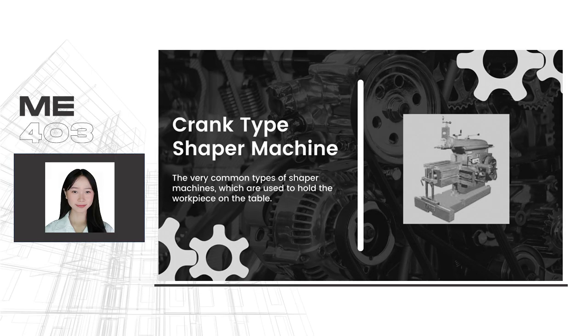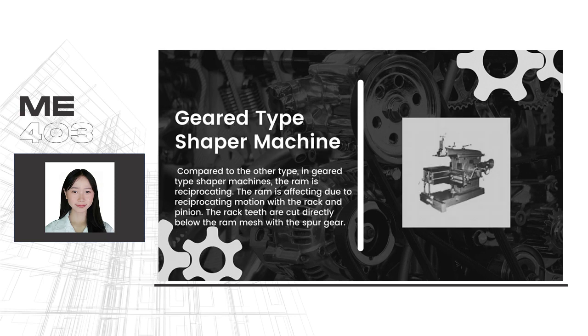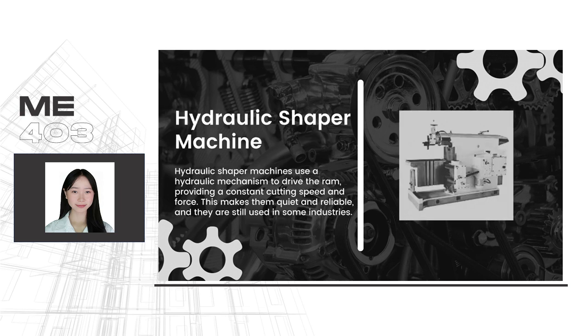Crank type shapers are used to hold workpieces on the table. Geared type shapers have a ram that is reciprocating. This is vital as it is affected by reciprocating motion by the rack and pinion. Lastly, a hydraulic shaper machine utilizes the hydraulic mechanism to drive the ram, giving cutting speed and force. These are quite easy to use yet reliable ones.